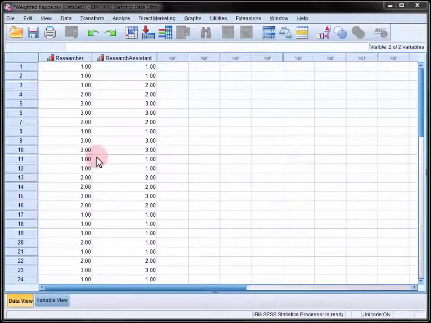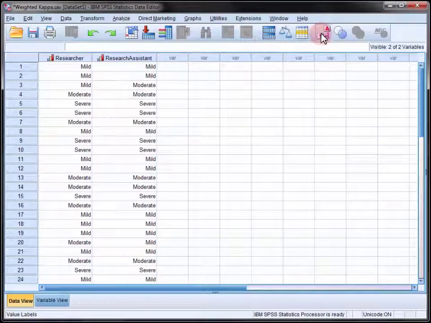Here we're looking at a researcher and a research assistant's independent ratings of the severity of 35 instances of playground bullying. If we toggle the value labels, we can see that 1 indicates mild bullying, 2 is moderate, and 3 is severe. And in most instances, the two researchers' ratings agree. However, that's not always the case.